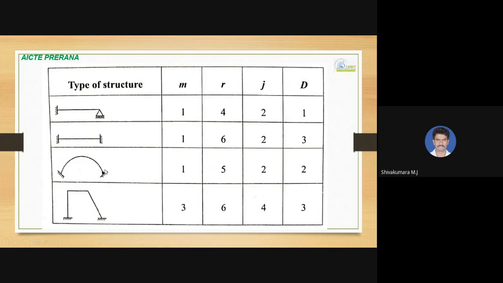3 plus 2, it is 5, and number of member, it is 1. So 3M plus R. 3M means 3 into 1, that is 3, plus R is 5. So 3 plus 5, it is 8, minus 3J. So 3 into 2, it is 6. So 8 minus 6 equal to 2. So degree of static indeterminacy is 2.